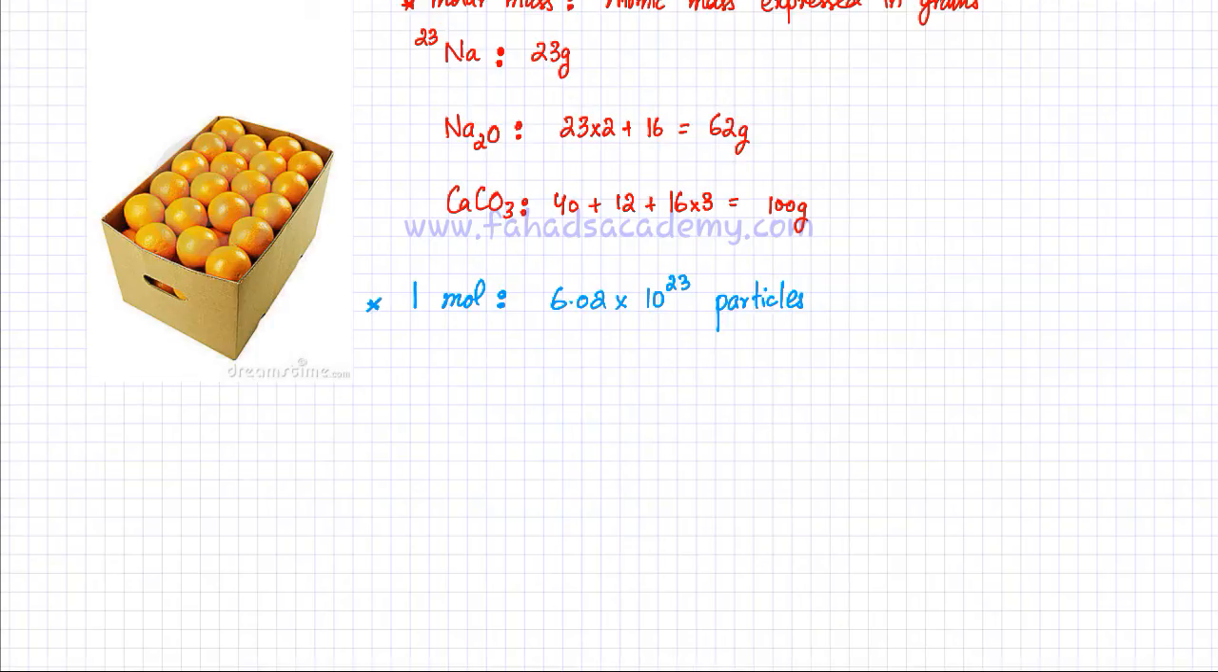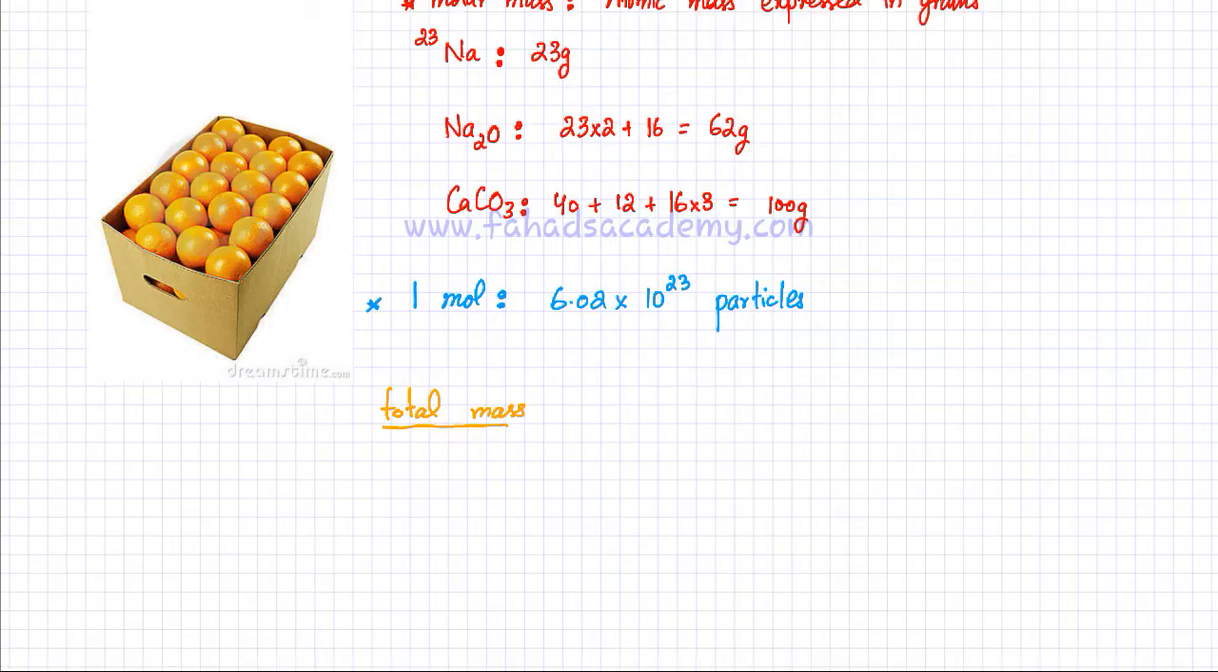So one method that you could use is, you can take the total carton and put it on a weighing balance, and you can figure out the total mass of this entire carton with all the oranges in it. And let's assume that the carton itself weighs nothing, or has a negligible amount of mass, so you can ignore the mass of the carton itself.